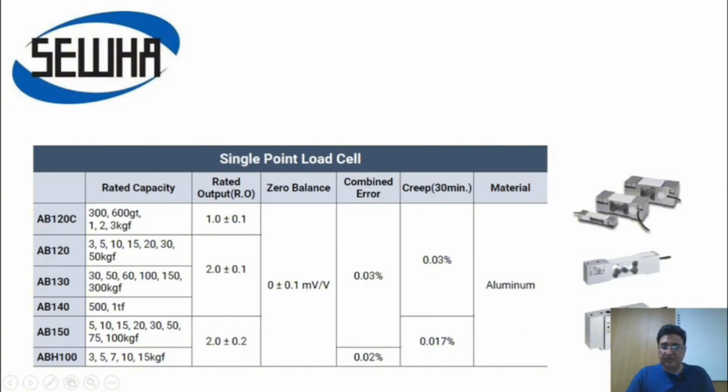This is also a single point load cell designed by SEWHA company. This load cell also comes in capacities from 3 kilograms up to 15 kilograms. The core material of these load cells is aluminum.